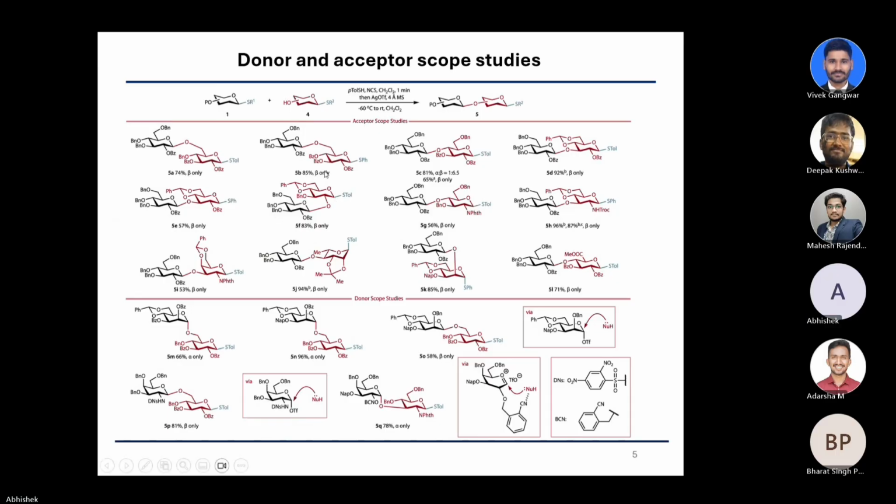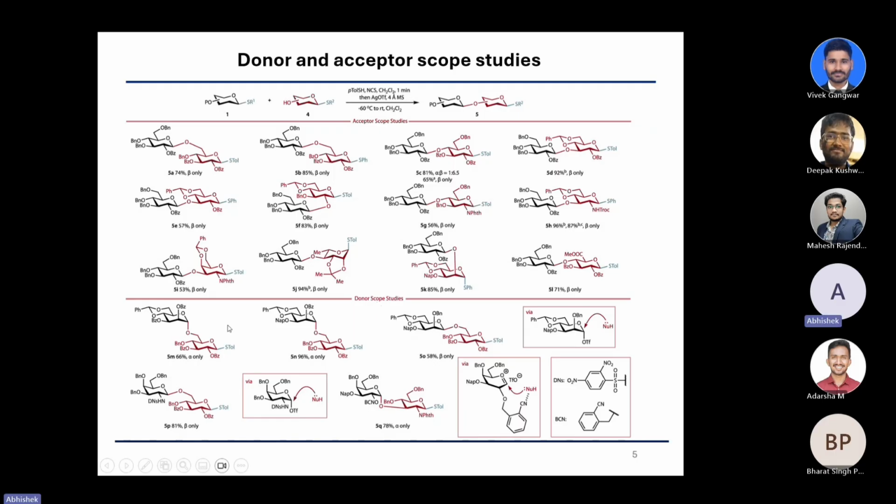Then he also varied the donor as well as the acceptor. He studied acceptor scope as well as donor scope by changing the acceptor and the linkage, trying C6, C3 as well as C4, C3. In all cases, they are getting a stereoselective beta-only product with a very good yield.